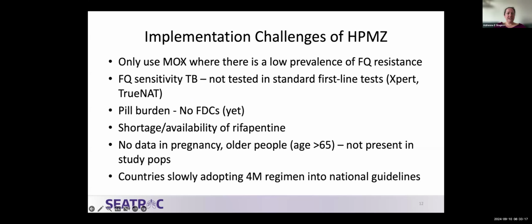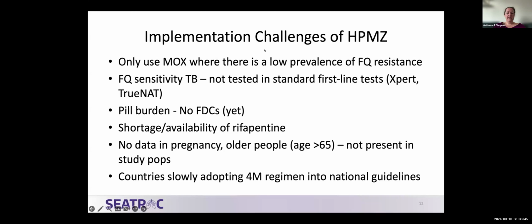It's really only appropriate to use moxifloxacin or a fluoroquinolone where there's a known low prevalence of fluoroquinolone resistance. And it's hard to test this on an individual patient basis because drug sensitivity testing for TB with standard testing really only checks for rifampicin resistance. So it's hard to assess on an individual level whether the TB an individual has is fluoroquinolone susceptible.